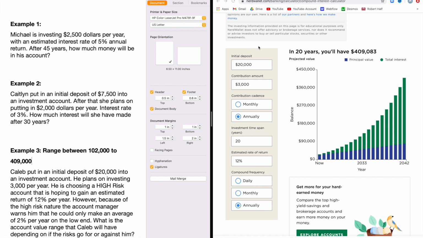Again, the key is just make sure you're plugging in the right stuff. So again, if it doesn't say an initial deposit, put in 0. Always look for how much they're putting in per year. Occasionally there might be a problem that's per month. Always look at the time span and then the rate of return, and always just leave this one at annually. There's no reason to do it daily or monthly. Just leave this at annually.